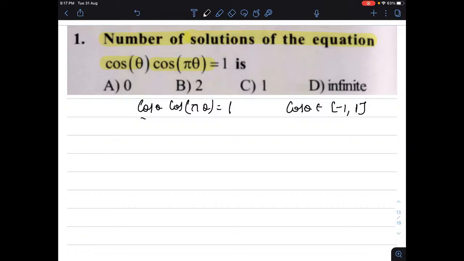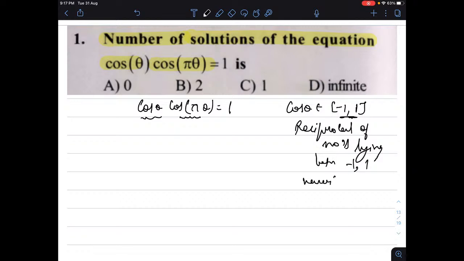And if the product of two numbers is 1, that means what? One number should be the reciprocal of the other number, or both the numbers should be 1, or both the numbers should be -1. But we can't get the reciprocal of numbers lying between -1 to +1 within the range of -1 to +1. The reciprocal of numbers lying between -1 and +1 never comes between -1 and +1.